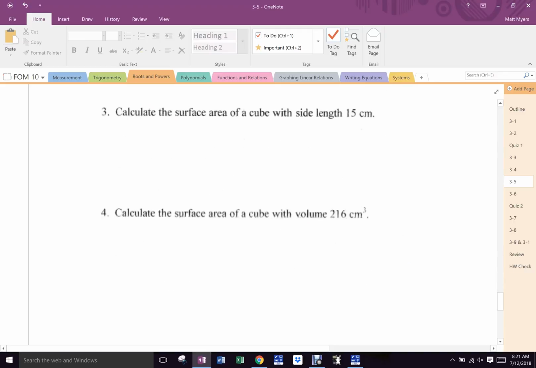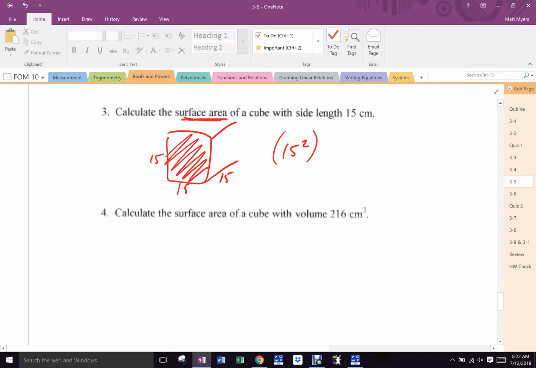Surface area of a cube with a side length of 15 centimeters. 15. What's the surface area? How big is this? 15 squared. How many sides are there? 6. So it's 1,250, right? No. Yeah. No, 1,350. Wait a minute. 225 times 6 is 1,200 and 1,350.